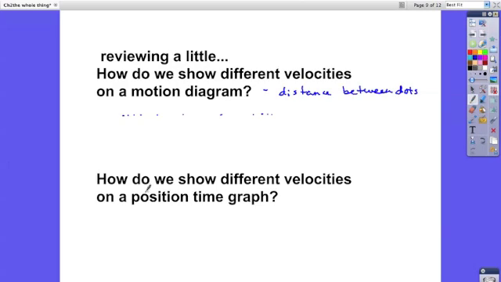How do we show different velocities on a position time graph? Well, the steepness. If it's going really fast, the steepness of the graph will be higher. So this one's faster, and this one's slower. And this one, I'm going to make it a different color. This one is moving in a negative direction.